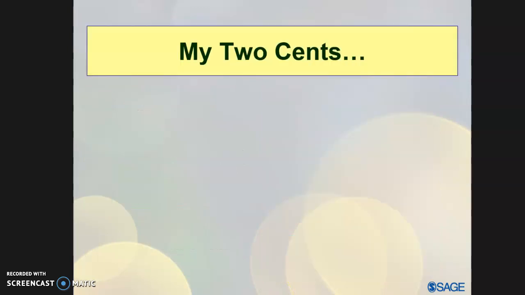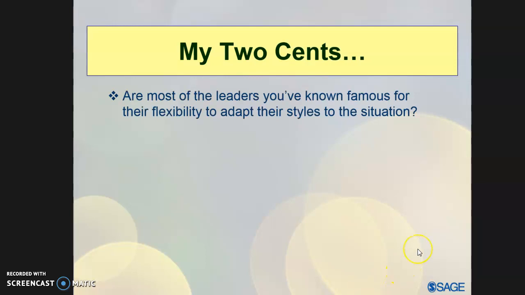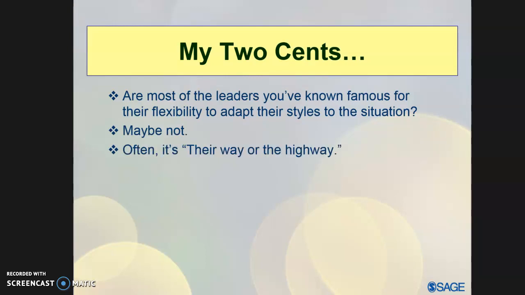Now, I'll give you my 2 cents on this theory. Let me ask you, are most of the leaders you've known famous for their flexibility to adapt their styles to the situation? Not in my case, and maybe not in your case. Often with leaders, it's their way or the highway. And I think especially under stress, even if a leader is flexible, even if a leader is able to adapt his or her style, put the stress on the leader and they revert to their old habitual self.